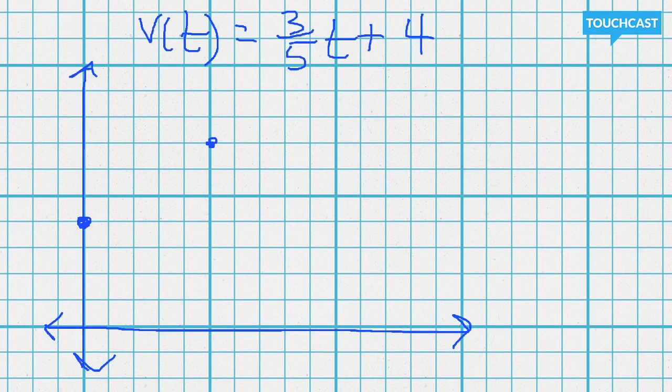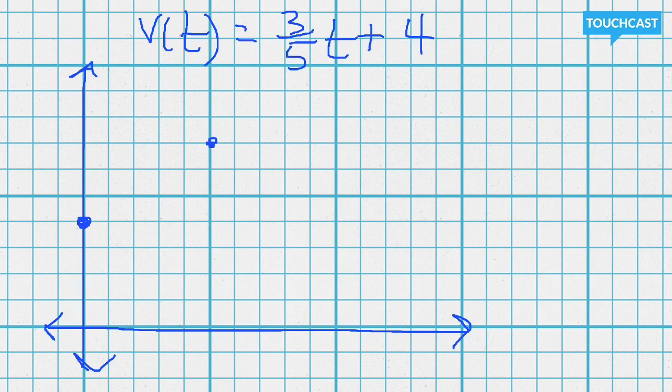To try to answer this question, I'm going to draw the velocity curve. I'm going to identify the area under the velocity curve between time 0 and time 5, and I'm going to try to see if I recognize that area and compute it. If I can compute the area, then I have the answer to the question. So 3/5 t plus 4 is linear.